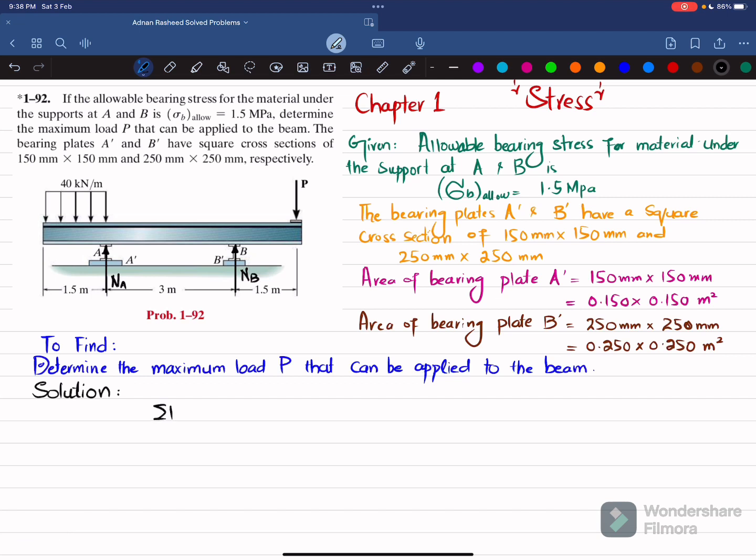The first equation of equilibrium is that the sum of all moments about point A is equal to 0, taking the counterclockwise moment as positive. You can see here there is a uniformly distributed load. When converted into a point load, it will be 40 multiplied by the length over which it acts, and it will act at a distance of half of this length, which is 1.5 divided by 2, that is 0.75 meter.